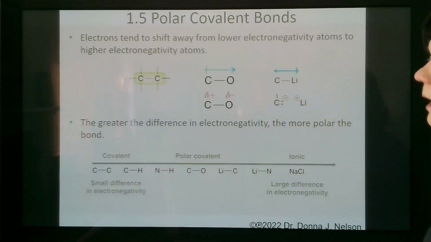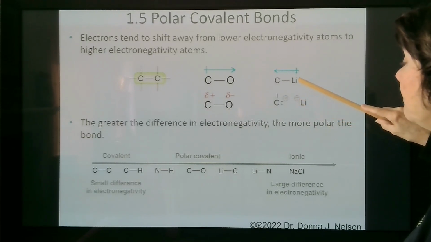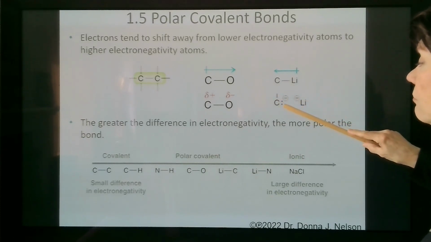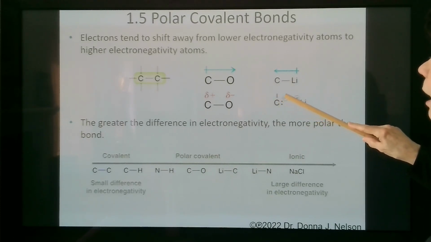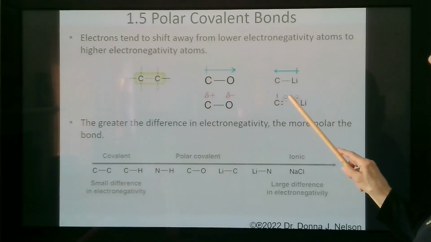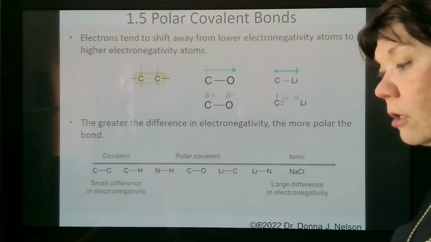The lithium is electropositive and gives up its electron density. And so the lithium here will give up its electron density. That pair of electrons will spend most of its time on carbon, and so carbon can accurately be drawn with a negative charge on it, and lithium will have a positive charge on it.